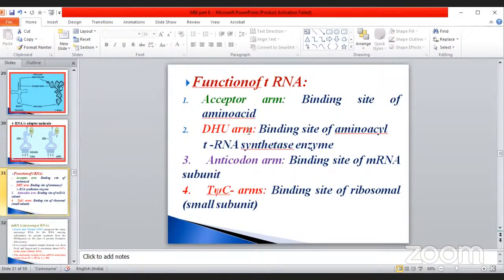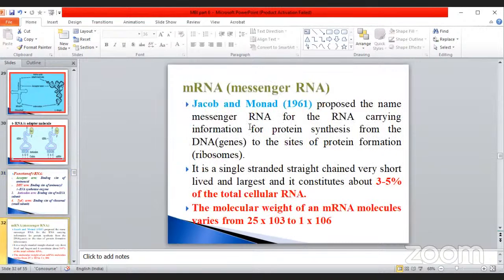So next one is mRNA. First we studied ribosomal RNA, second we studied tRNA, third we are studying the mRNA molecule. What is meant by mRNA? mRNA is nothing but messenger RNA. What is the message? The particular type of protein you should synthesize. That message comes from the nucleus of the cell, so that is why it's called messenger.